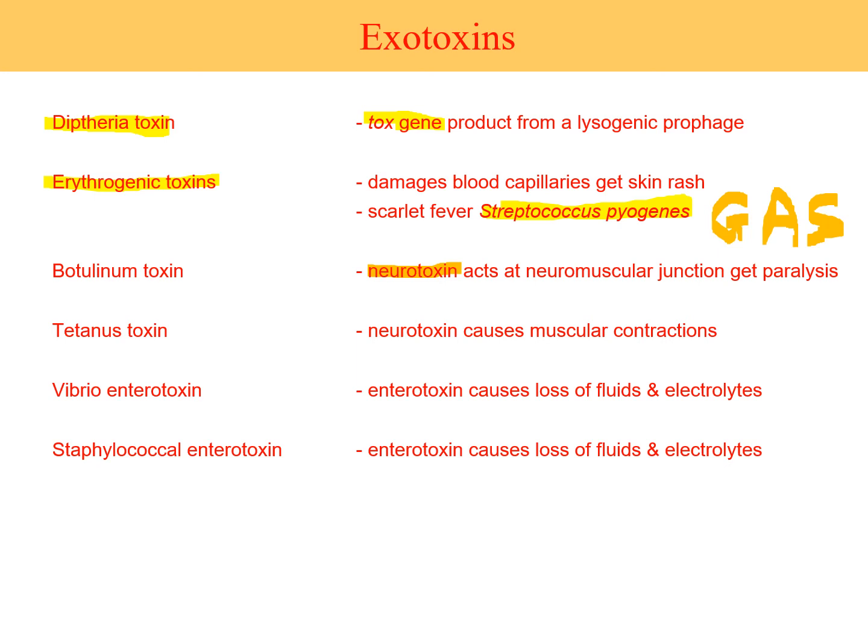Botulism is food poisoning. All the Clostridium organisms, Clostridium botulinum, Clostridium perfringens, Clostridium tetani, Clostridium difficile, are anaerobic, spore-forming organisms that can produce toxins. The toxin of Clostridium botulinum acts at the neuromuscular junction, causing paralysis. The tetanus toxin caused by Clostridium tetani is also a neurotoxin that triggers muscle contraction.